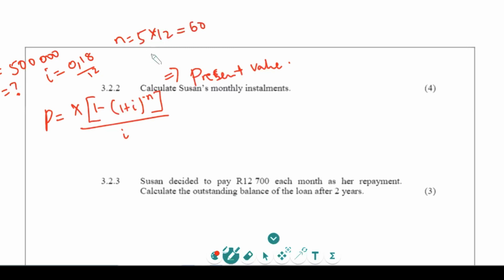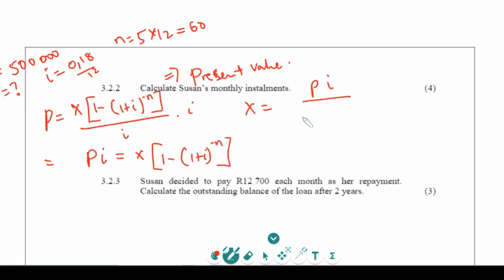Or 60 monthly installments. Is anything else needed? X. Okay, so what I prefer is just make X the subject in the first place, then I'll do the substitution and all of that. So which means for me to get X, I'll multiply by I, which means my PI is equal to X into 1 minus 1 plus I to the exponent of negative n. Then I'll divide both sides by this big bracket. So my X is going to be P times I over the bracket, 1 minus 1 plus I to the negative n.